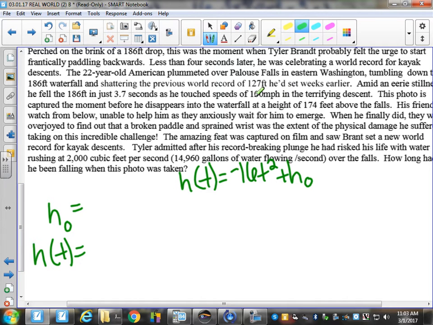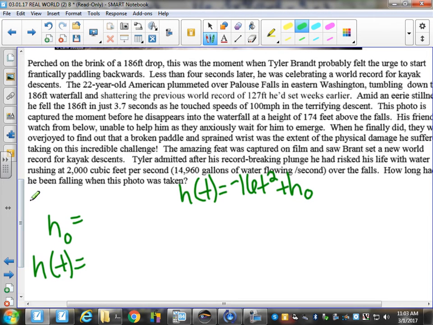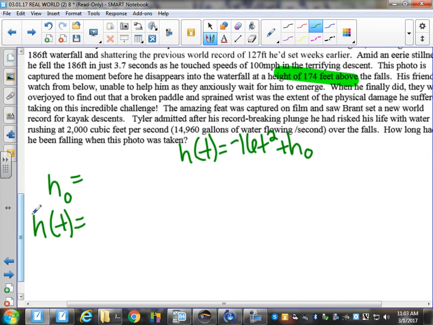Read through the problem. How high is he starting? 186. What is his ending height? Not his ending height. What is the height of when the photo was taken? 174. So if you haven't already, highlight those 2 pieces of information.